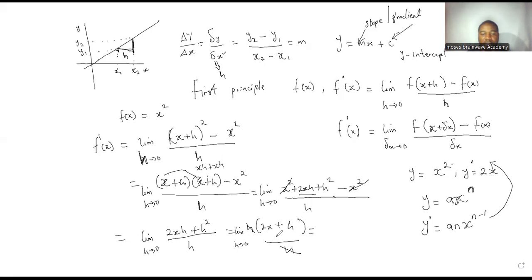Now I can pass the limit since I don't have h in the denominator. So this is going to give me 2x plus 0 since h is going to 0. So simply I'm going to be left with 2x. You see, this corresponds with our solution here, right? So this is how to solve using the first principle. Fantastic.